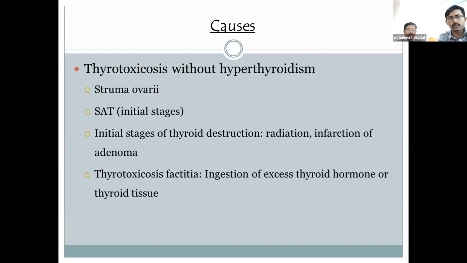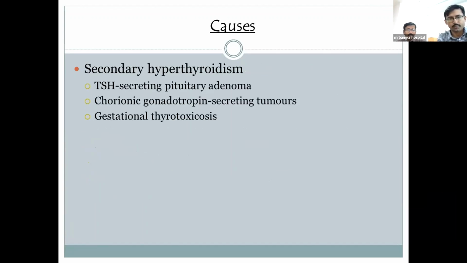Now, thyrotoxicosis without hyperthyroidism is seen in the case of struma ovarii, subacute thyroiditis in the initial stages, initial stages of thyroid destruction, where there is radiation, infarction of the adenoma, and thyrotoxicosis factitia, where there is ingestion of excess thyroid hormone or thyroid tissue. And finally, secondary hyperthyroidism is seen in the case of TSH secreting pituitary adenoma, chorionic gonadotropin secreting tumors, and gestational thyrotoxicosis.